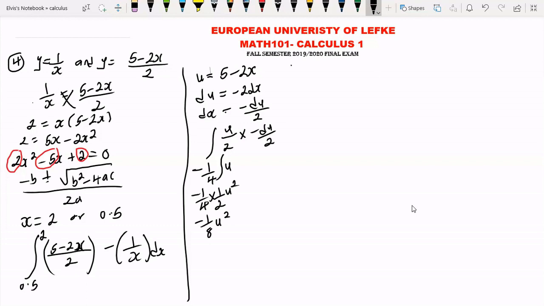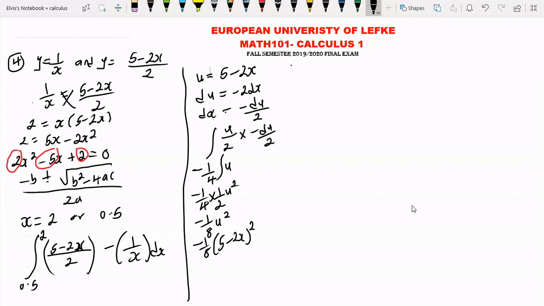So make sure you always replace your value of u. So this is negative 1 over 8, then multiply. What is u, guys? U is 5 minus 2s, then raised to the power of 2. So, guys, this is going to be the first integral.